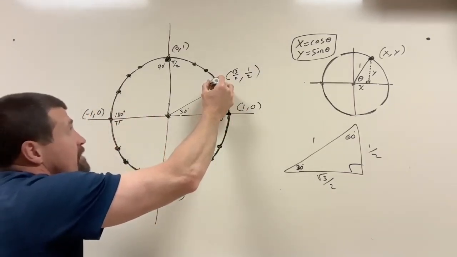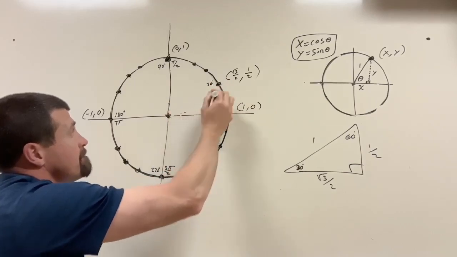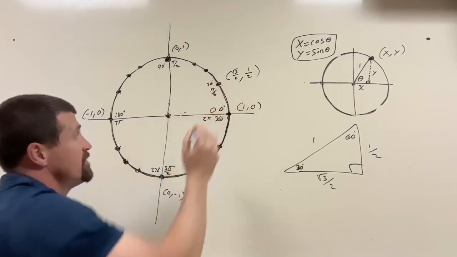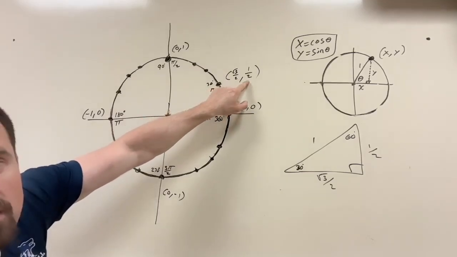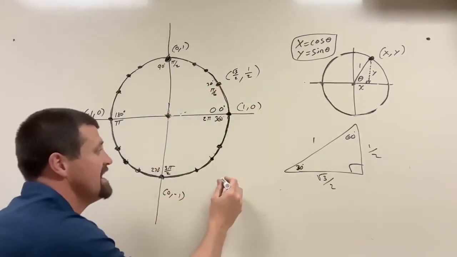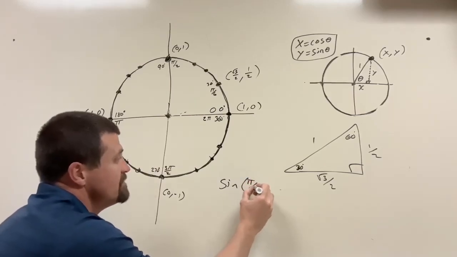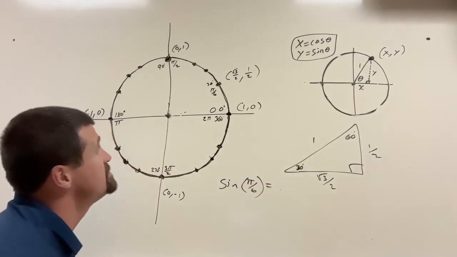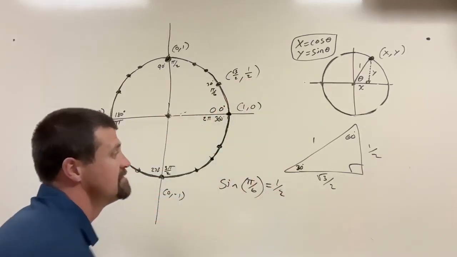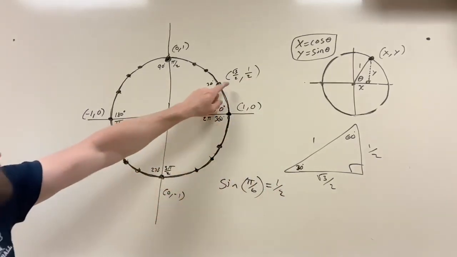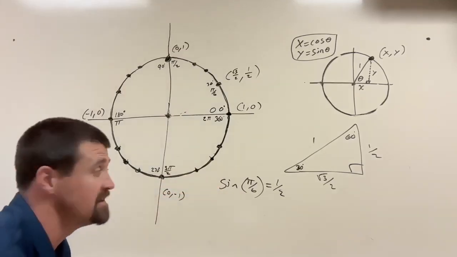So for 30 degrees, or pi over 6 radians, this is my x-coordinate and this is my y-coordinate. So if I were to ask you for the sine of pi over 6, the answer would just be the y-coordinate at that location, 1/2. So if I've got this point memorized, then I can quickly find the sine of pi over 6.